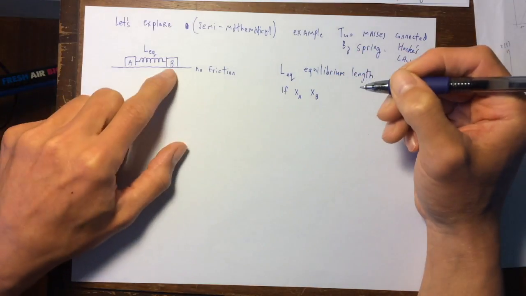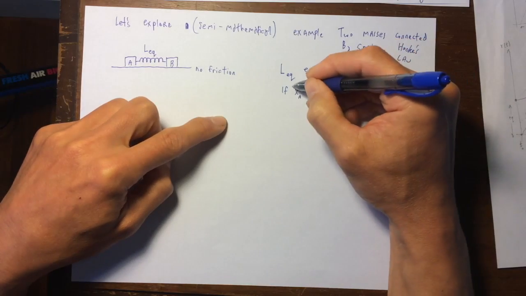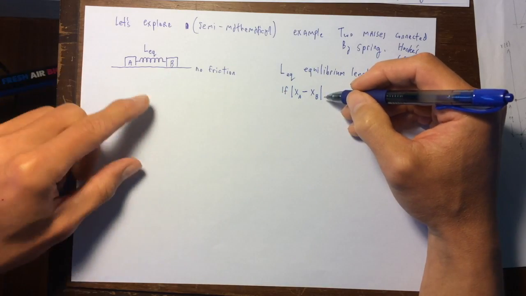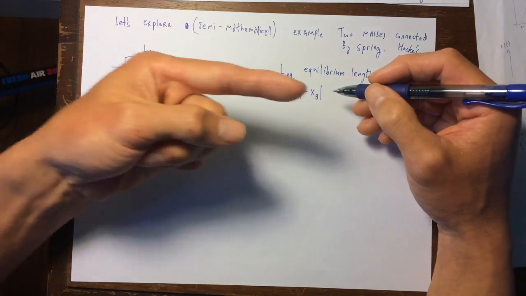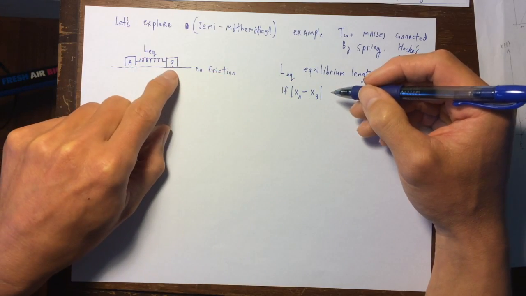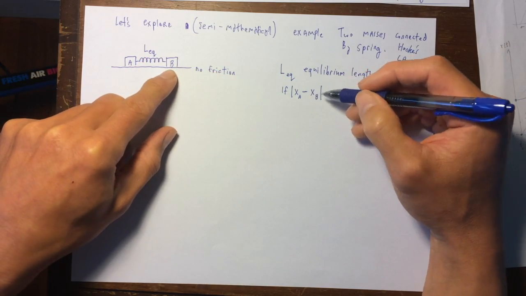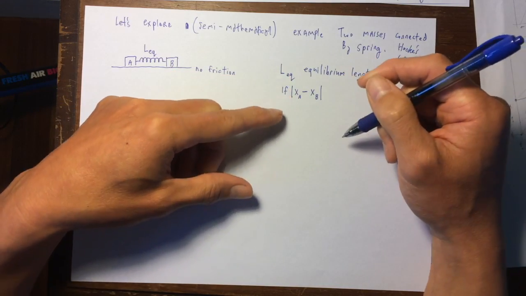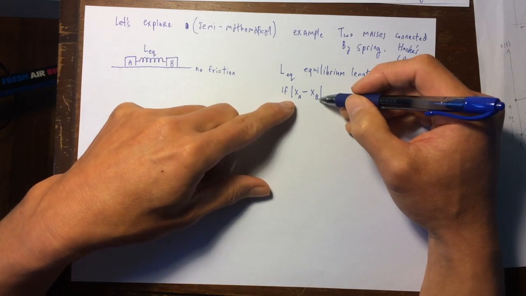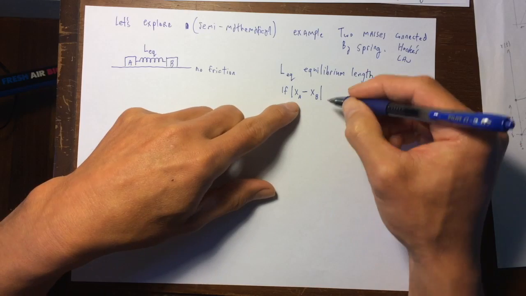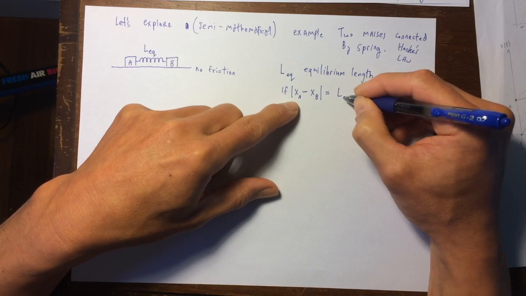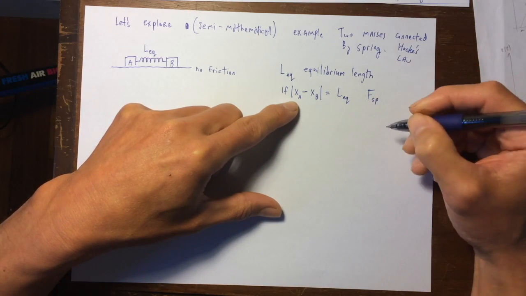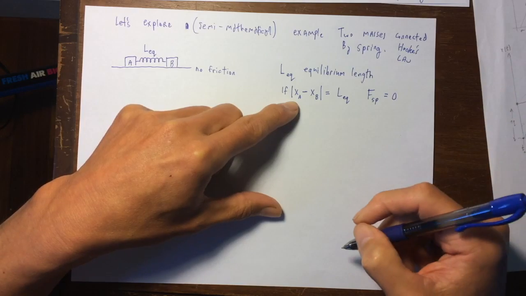And what this means is if A and B are separated, so if the position of A and the position of B have a difference, so I took the absolute value because, you know, if we have an x-axis that grows towards the right, x_B is bigger than x_A, so the difference is going to be negative. But that negative aspect we don't care about, so I'm just talking about the magnitude of the difference in the locations of A and B. If A and B are separated by a distance that's equal to this equilibrium length, then the force by the spring is going to be 0.